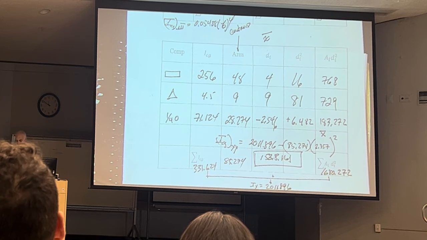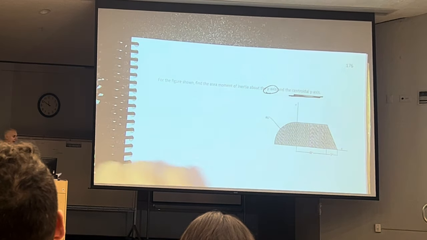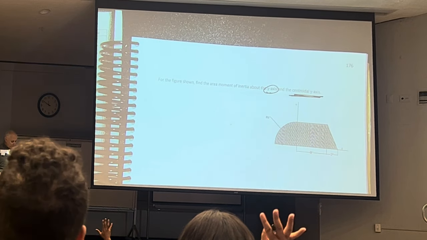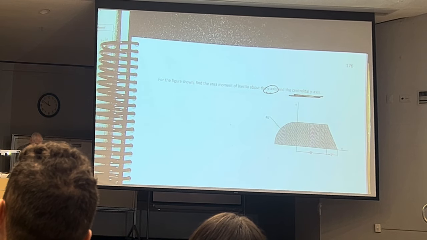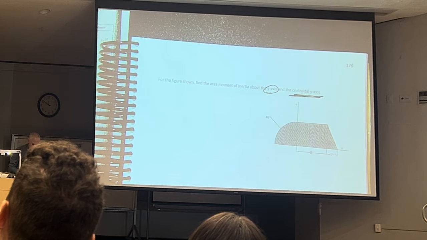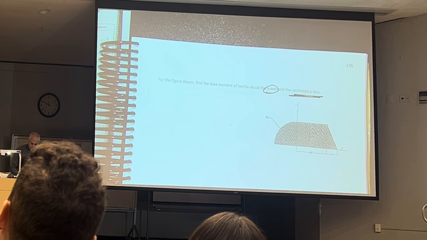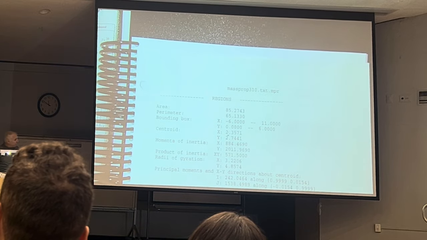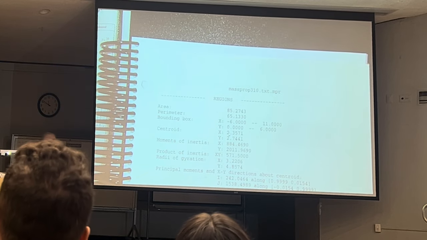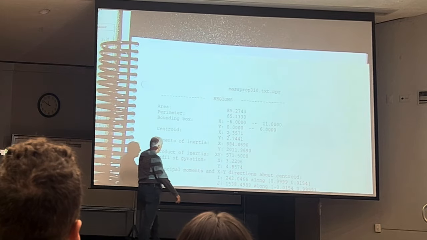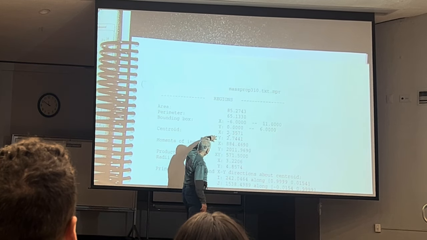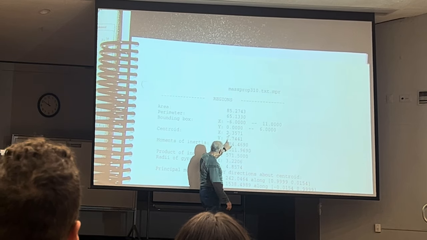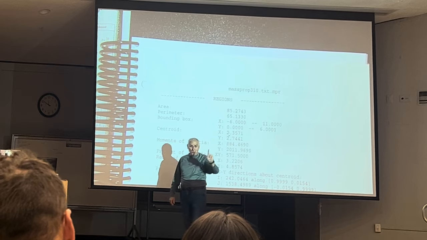Questions, thoughts, comments? How many know AutoCAD? Well, if you know AutoCAD, AutoCAD can do all of this for you. Just got to draw up the figure and tell it to give you the mass properties. This is what it will print out. This is the exact same problem we just did. The area was 85.274, that's what we calculated. The centroid lies at 2.357, 2.744, exactly what we calculated.